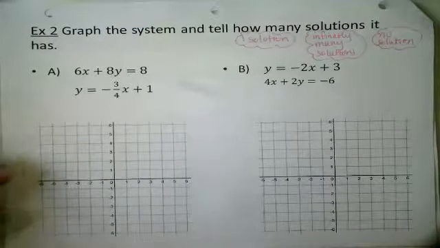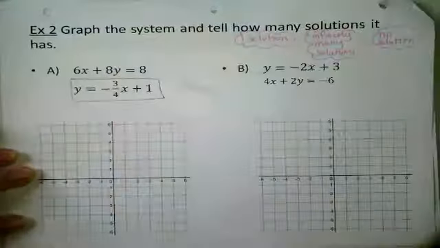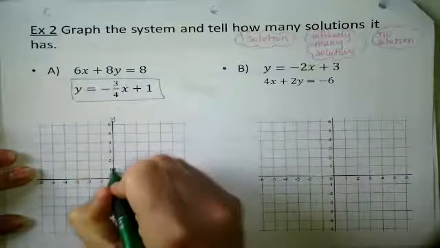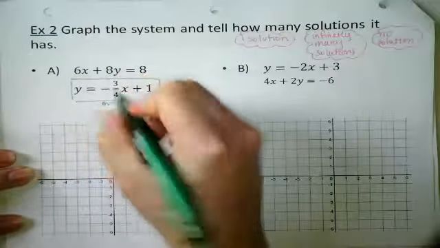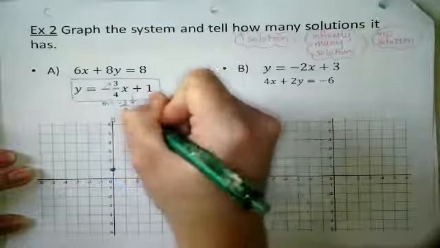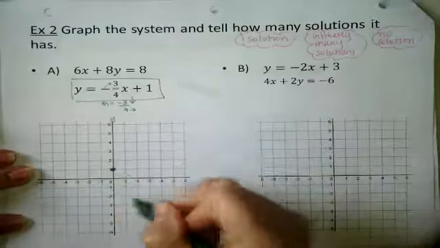So I'm going to go ahead and graph this equation because it's already in slope-intercept form. So I'm going to start with my y-intercept at 1. And then my slope is negative 3 over 4. So I just always put my negative with the top number. So then I can go down 3 and to the right 4. So down 1, 2, 3, and to the right 1, 2, 3, 4.